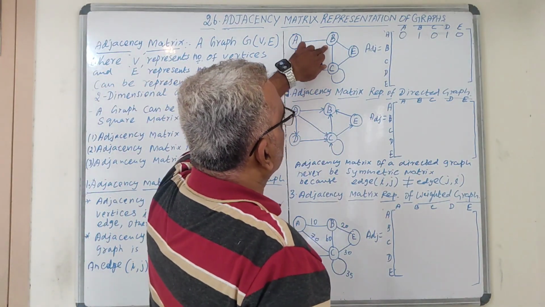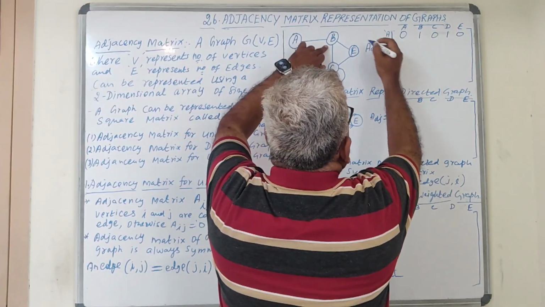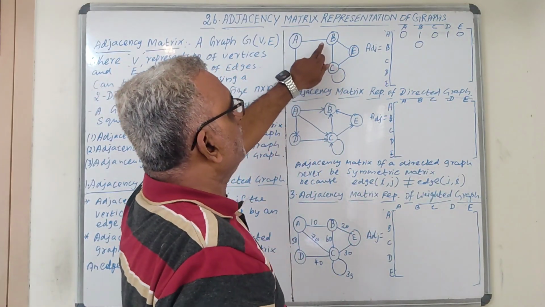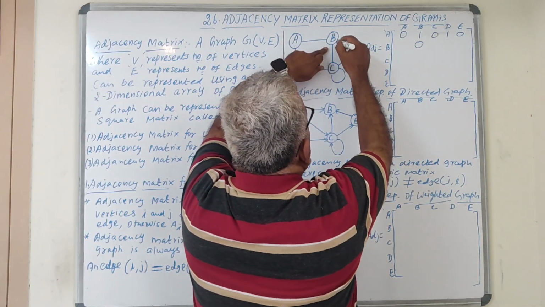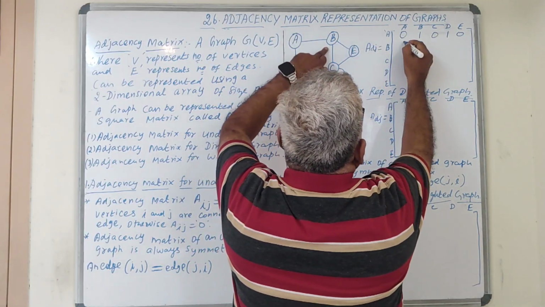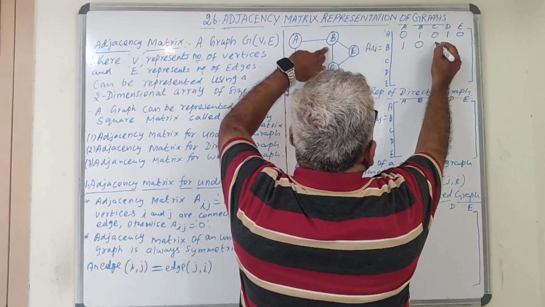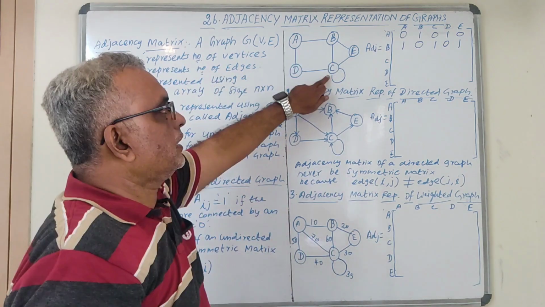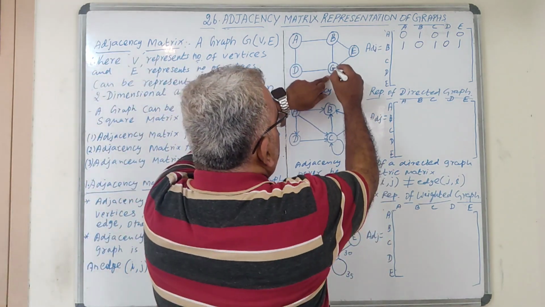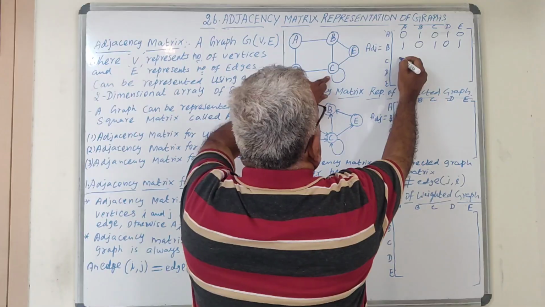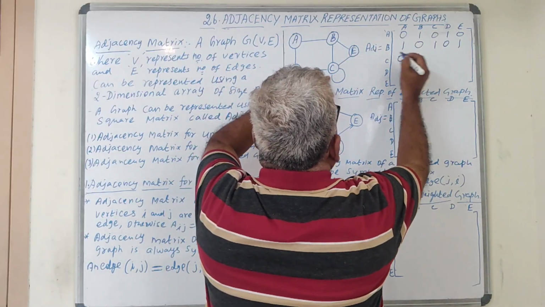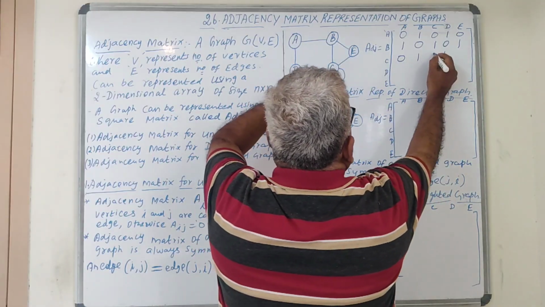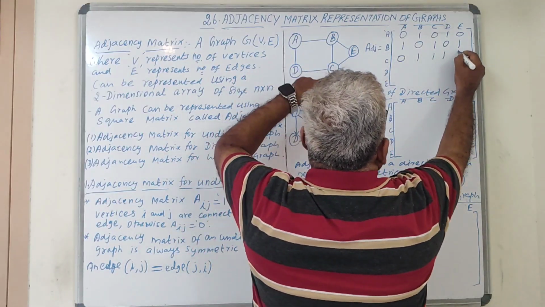Similarly, take B. There is no self connection, so B to B is 0. Now B to A, B to C and B to E. So B to A is 1, B to C is also 1, and B to E is also 1. The remaining values are 0. Come to C. As far as C is concerned, C to A is 0, C to B is 1, C to D is 1, C to C is 1 and C to E is also 1.